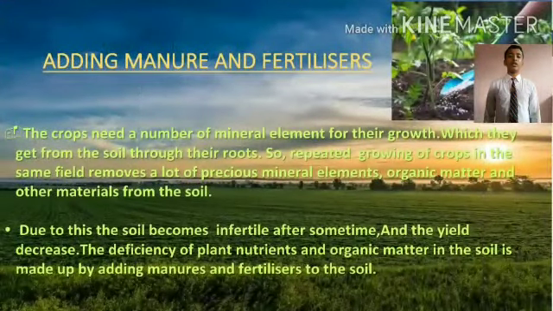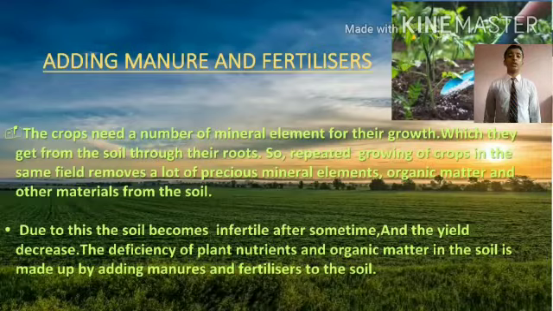Our next topic is adding manures and fertilizers. Due to repeated growing of plants in a field, the soil becomes infertile and loses a lot of precious mineral elements, organic matter, and other materials from the soil. The deficiency of plant nutrients and organic matter in the soil is made up by adding manures and fertilizers.